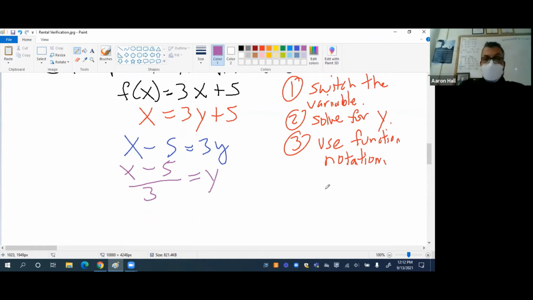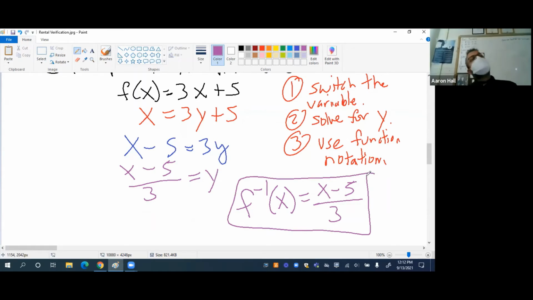I'm going to translate this into the inverse. If this function right here is our f of x function, then my inverse is written like this. Now, don't get this confused for an exponent. This is not an exponent. This is read as the inverse of f of x.